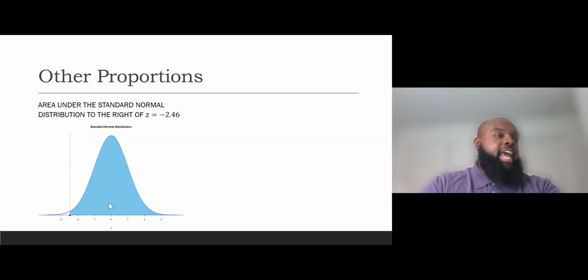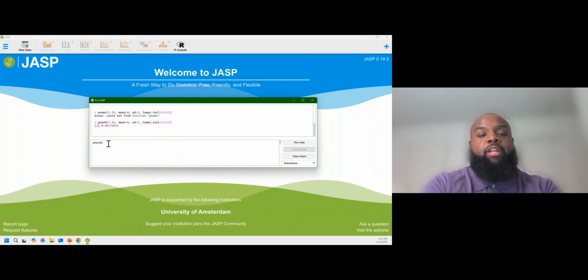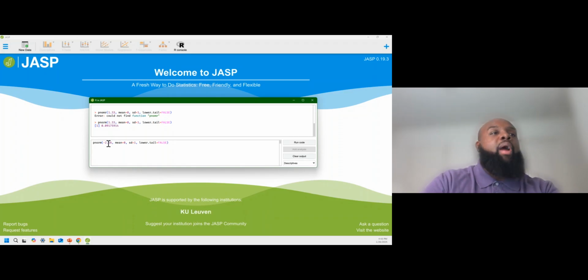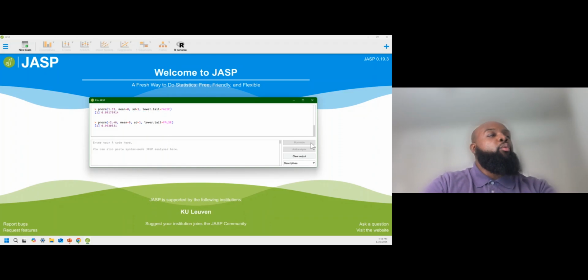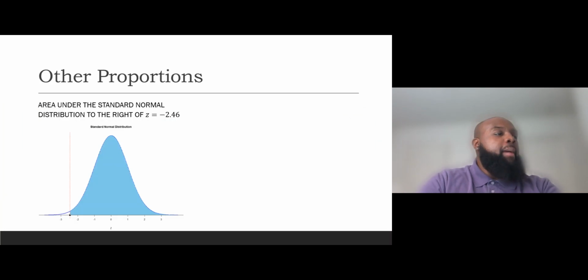And so I can go to JASP. Again, I'm going to type P norm. I'm going to do negative 2.46, mean equals 0, standard deviation, SD equals 1. And I'm going to have lower.tail equals false once again because I want the values to the right, the area to the right. I'm going to run this code here, and I get a pretty large value, 0.9930531, which when I look at the area under this curve here, that makes sense, right?